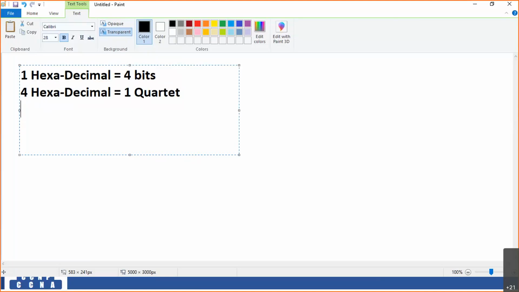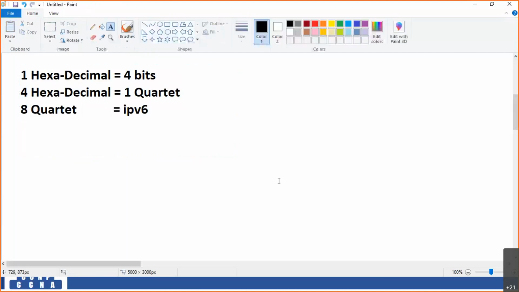Like 8 quartets is IPv6. So let's see statement number 1.